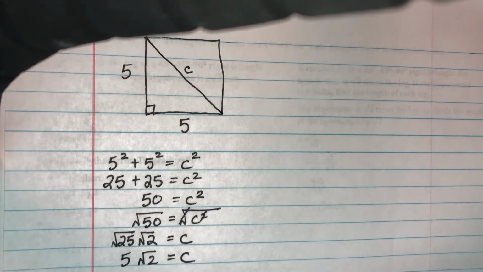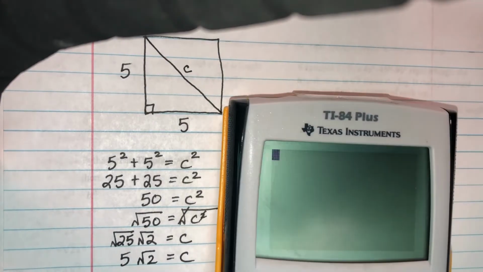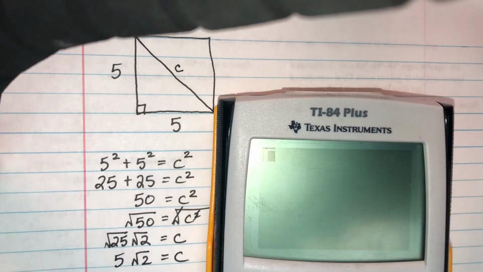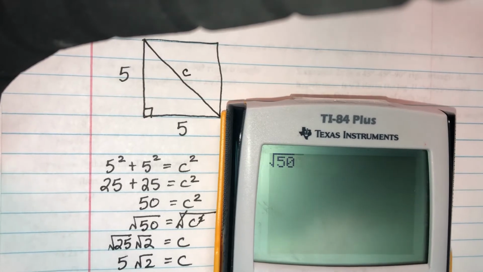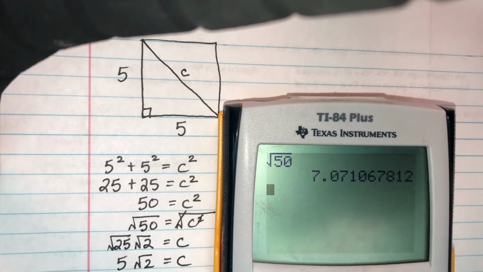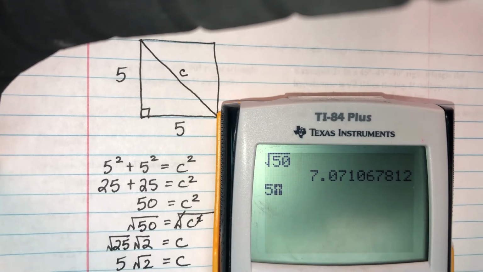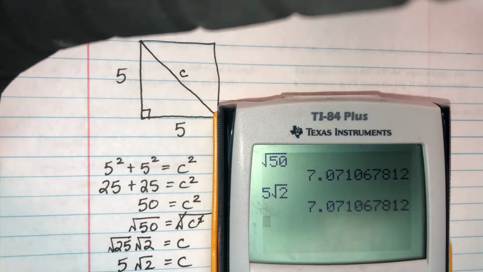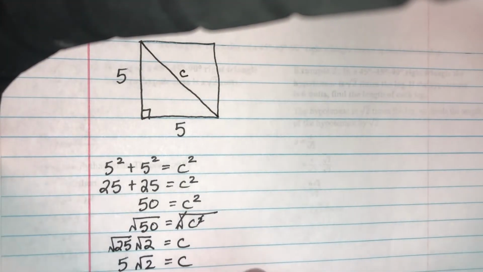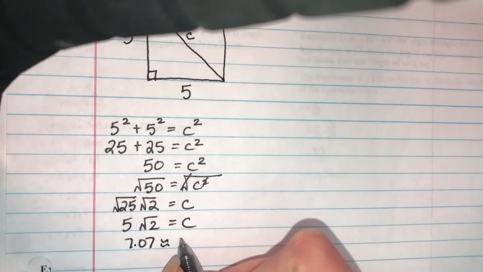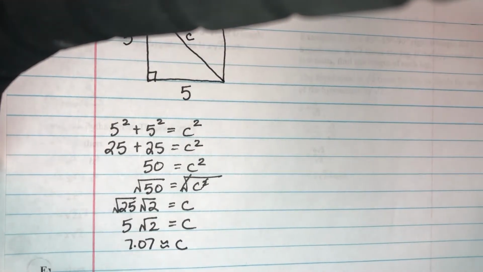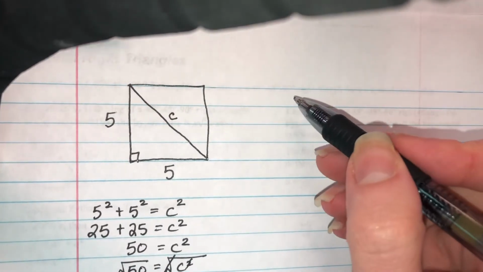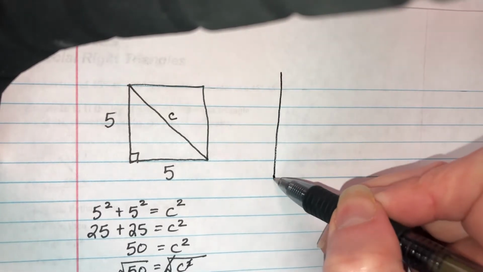Now, you could also write that as a decimal, which you could have done with the square root of 50, which was 7.07, or 5 times the square root of 2, which is also 7.07, because those things mean the same. So 7.07 would be our approximation for the length of the hypotenuse C, which is the diagonal of our square.